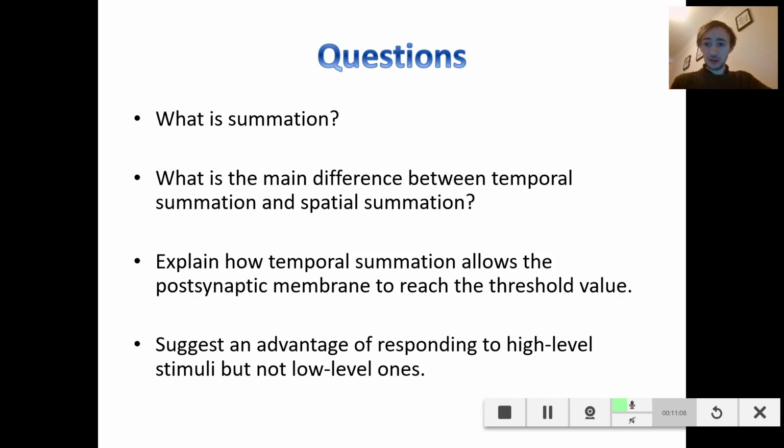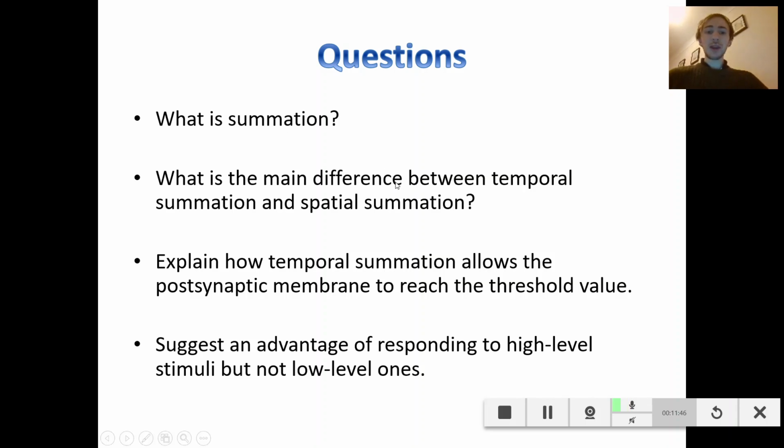So, summation. Summation is, and it's a relatively difficult word to define, you will never be asked to define it in a test. Summation is the idea that you require multiple doses of neurotransmitter, usually, to activate an action potential in the postsynaptic membrane. So, one dose of neurotransmitter from one synapse will not be enough. You need multiple doses. And that can happen through multiple neurons being activated, or the same neuron being activated multiple times. Either way, releasing multiple waves of neurotransmitter to activate the postsynaptic membrane.